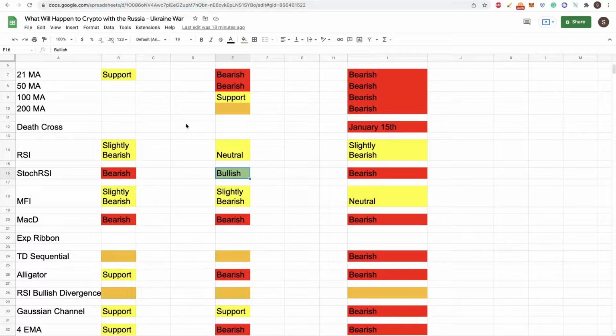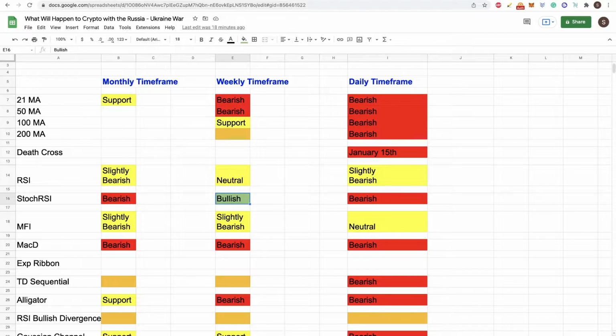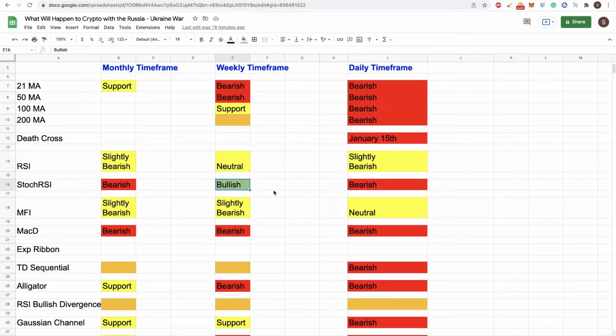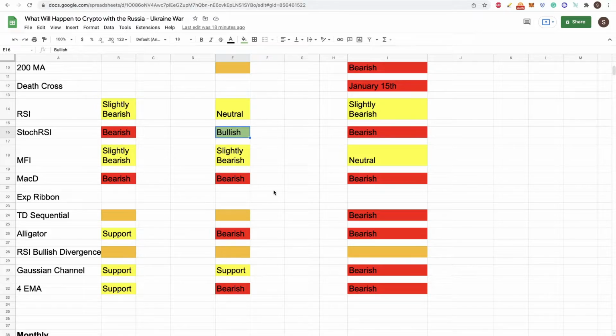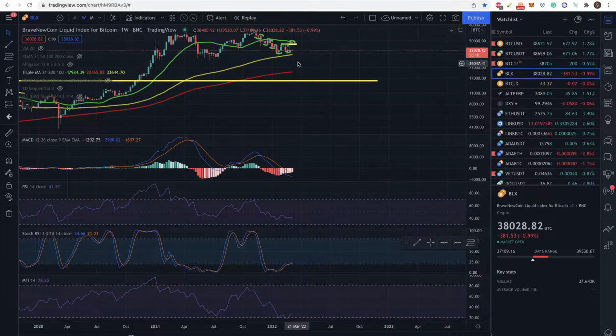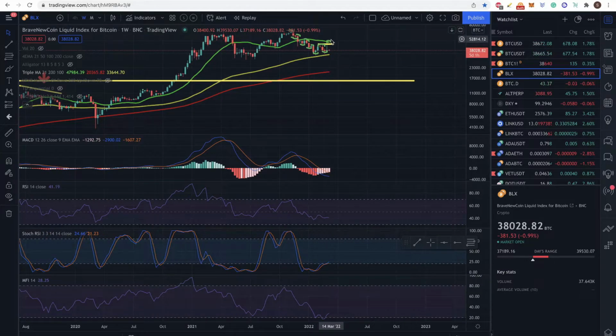This is a great thing because in the last TA analysis that I did, we didn't have any bullishness on the weekly time frame. Many of the other things are bearish or are slightly at support or neutral. We don't have too many things, but the stochastic RSI could give us some momentum to the upside. So if we recover the 21 weekly moving average, that is the best that could happen. And right now it's at $49,000. So we need $10,000 to recover that support.